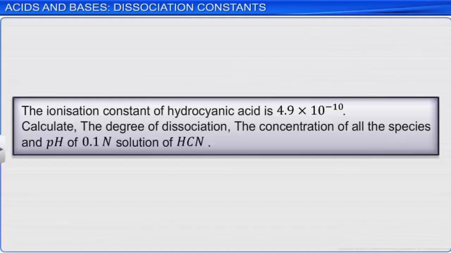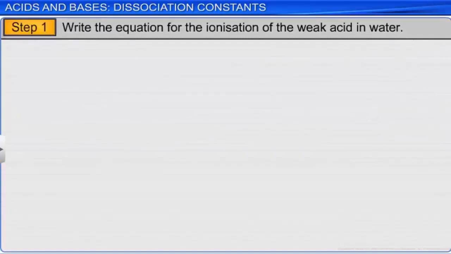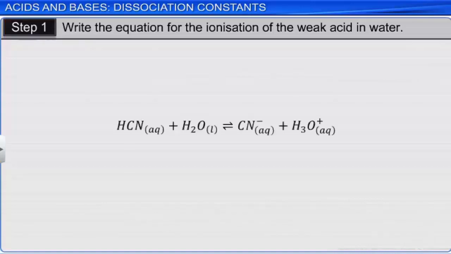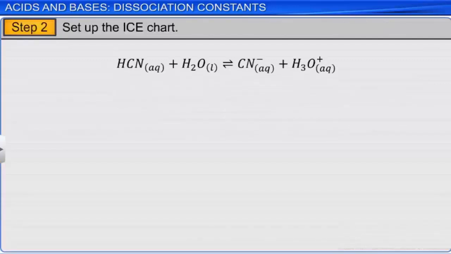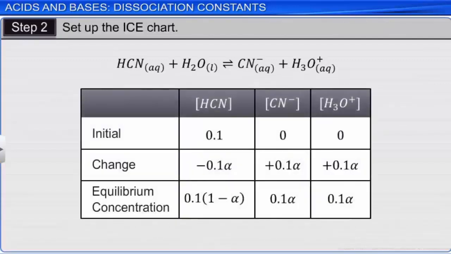The first step in solving this problem involves writing the equation for the ionization of a weak acid in water. The equation for the ionization of hydrocyanic acid in water is HCN aqueous plus H2O liquid in equilibrium with CN- aqueous plus H3O+ aqueous. In the second step, set up the ICE chart. The initial concentration of hydrocyanic acid is given as 0.1 M. The initial concentration of the products is 0.